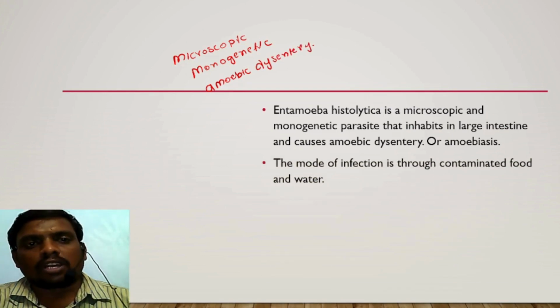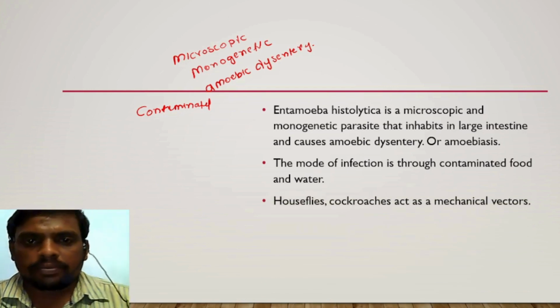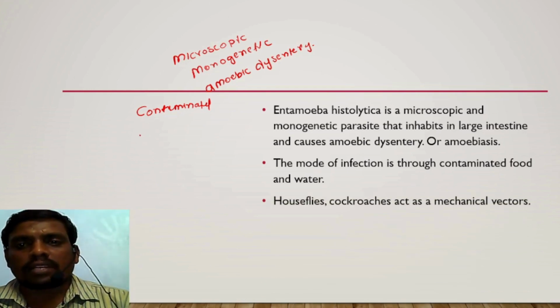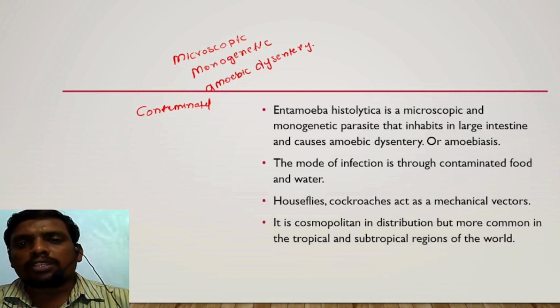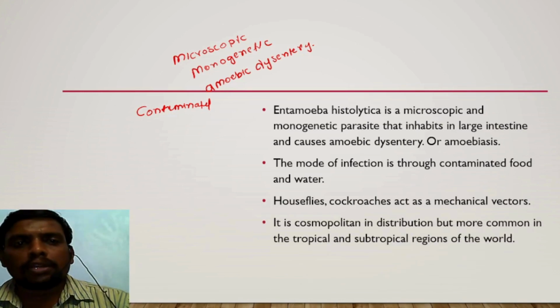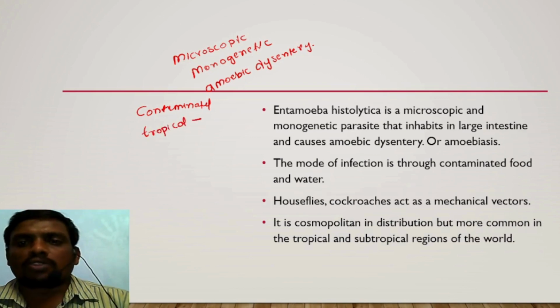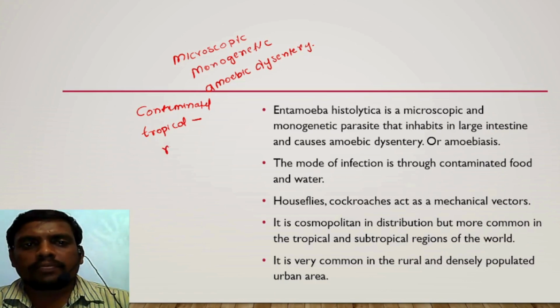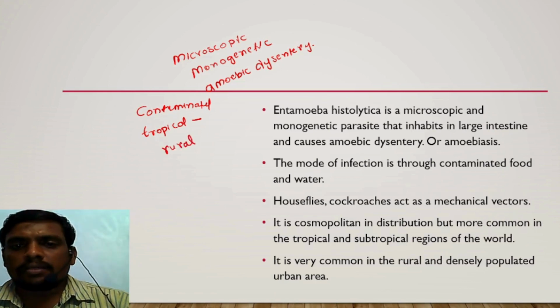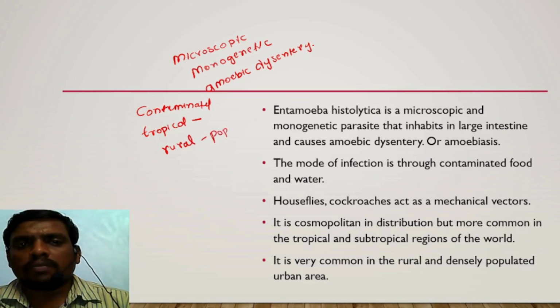Mode of infection, how does it cause disease? It spreads through contaminated food and water. Basically, houseflies and cockroaches act as mechanical vectors for this disease. It is cosmopolitan in distribution, but more common in tropical and subtropical regions of the world. It is very common in rural areas and urban areas where there is a huge population.